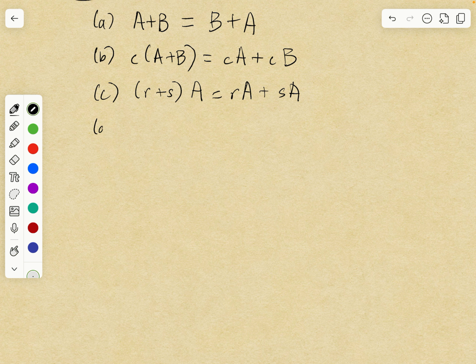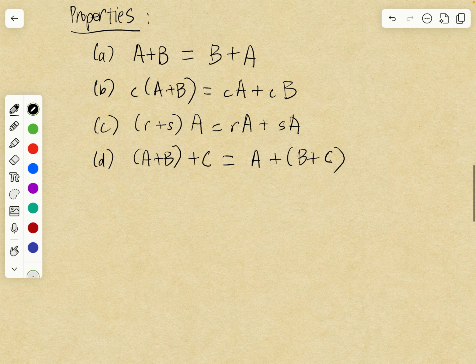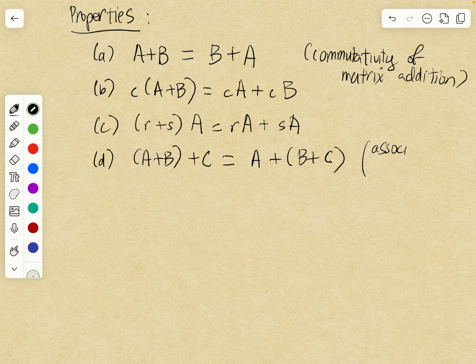Okay. And part D is the associativity, that if you take A plus B and add the matrix C, that's the same as taking A and then adding the matrix which is B plus C. So this first one is the commutativity of matrix addition. And this part D is called the associativity of matrix addition.